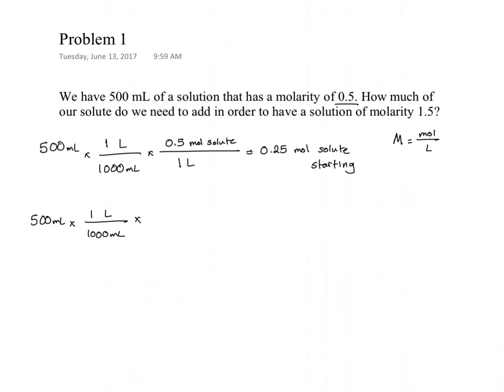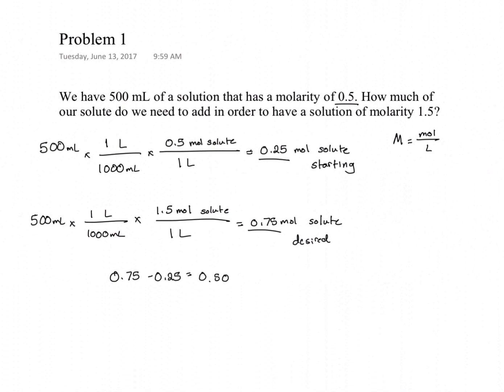With a molarity this time of 1.5 moles of solute per 1 liter. And this has 0.75 moles of solute. So this is our desired. So if we begin with 0.25 moles and we want to end with 0.75 moles, we take 0.75 minus 0.25, and we see that we need to add 0.50 moles of our solute.